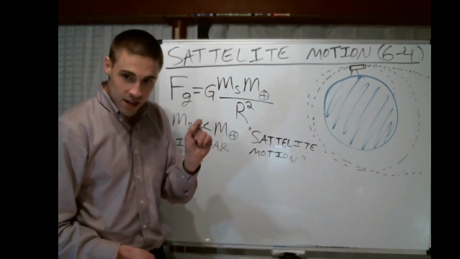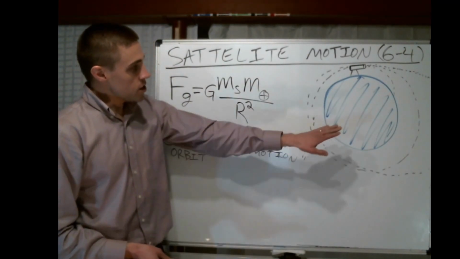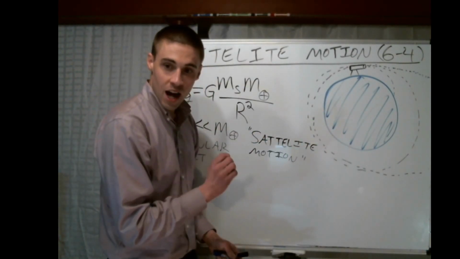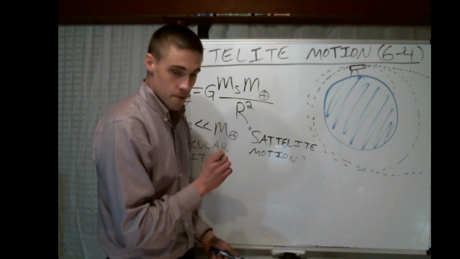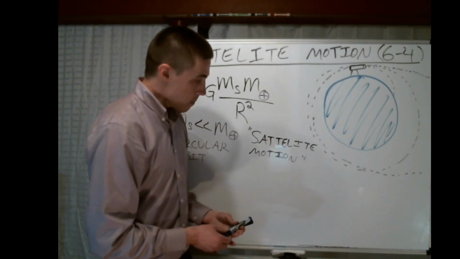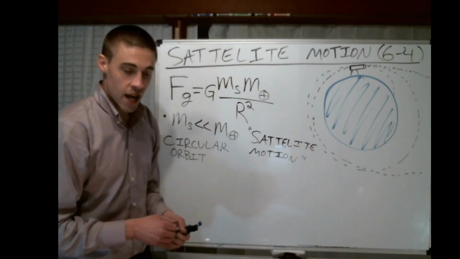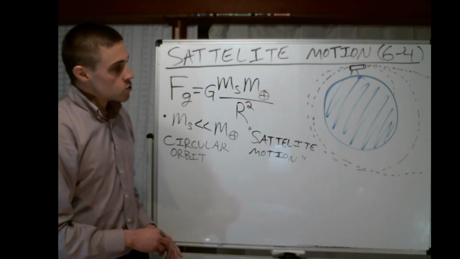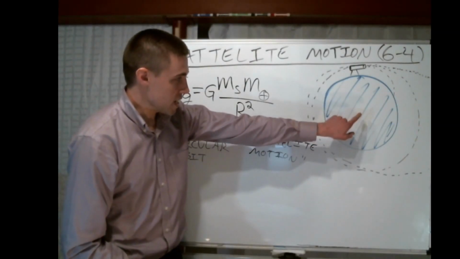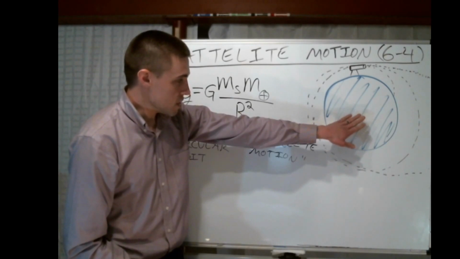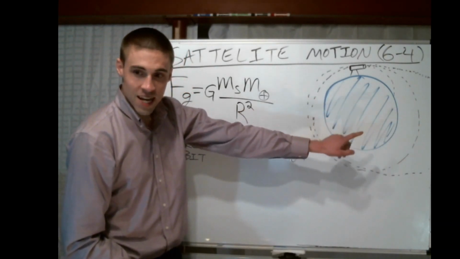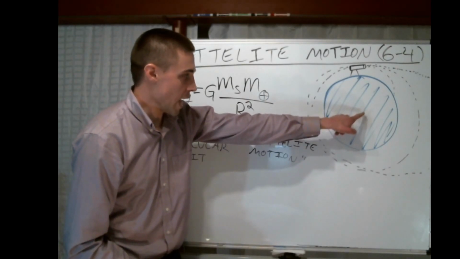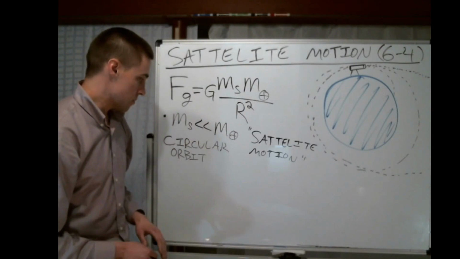In fact, what's happening is the Earth and the satellite are both orbiting around their common center of mass. But you can imagine, since satellites have a mass that's incredibly small compared to the mass of the Earth, that you can neglect the fact that the center of mass of the Earth-satellite system is offset a tiny, tiny bit from the actual center of mass of the Earth.